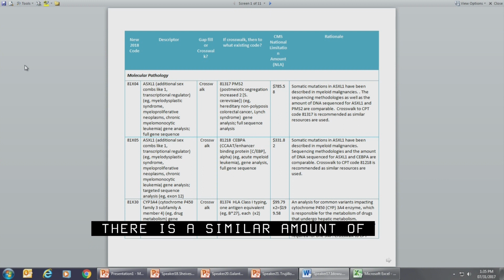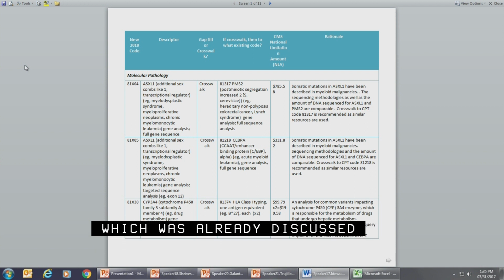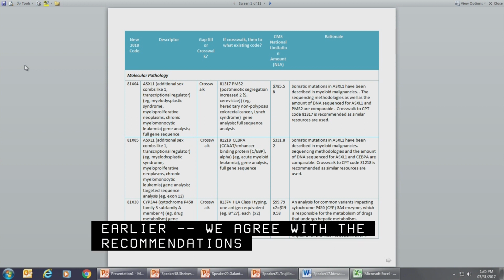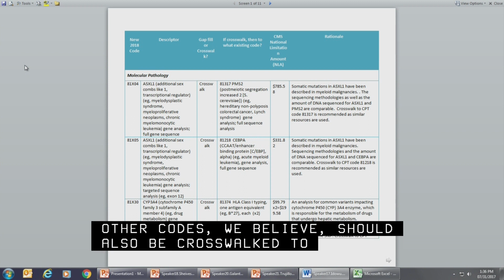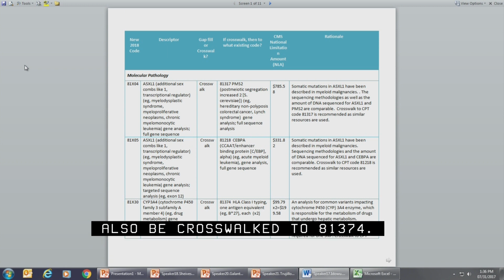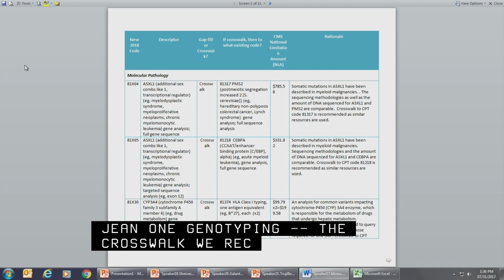The next ones are some pharmacogenomics codes, which were already discussed earlier. We agree with the recommendations of the Association for Molecular Pathology, AMP, earlier today regarding 81X30, which is CYP3A4, that this should be crosswalked to 81374. We also agree with the x2 multiplier that they recommended. New code 81X37, G6PD, and 81X35, we believe should also be crosswalked to 81374. The new code 81X15, human platelet antigen 1 genotyping, the crosswalk we recommend is 81376, HLA class 2 typing, low resolution, one locus.